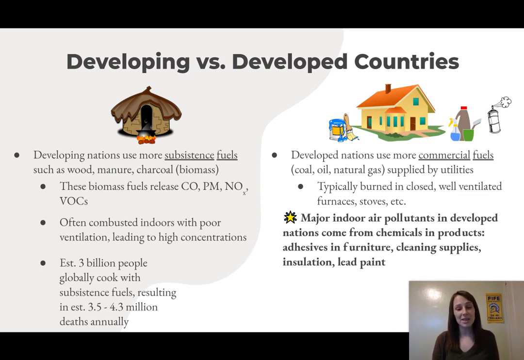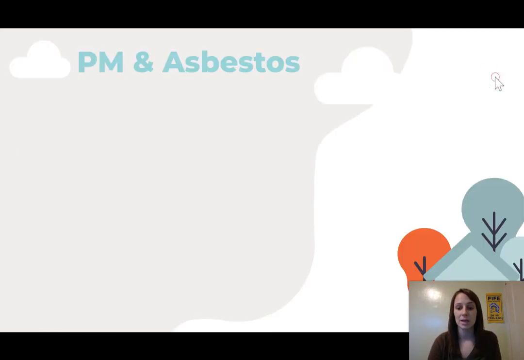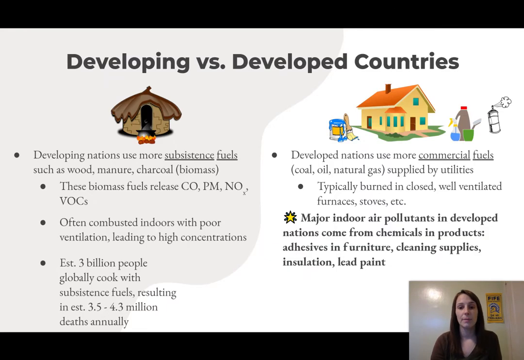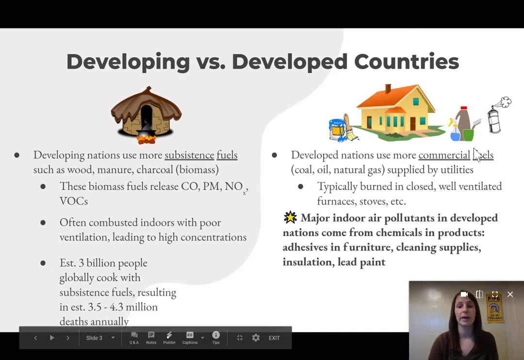However, what we end up having is major air pollutants in developed nations come from chemicals in the products. So adhesives in furniture, cleaning supplies, insulation, lead paint, things like that. And so in the developing nations, it's going to be more from the subsistence fuels. In developed nations, it's going to be more from all the products that we have filling our houses.